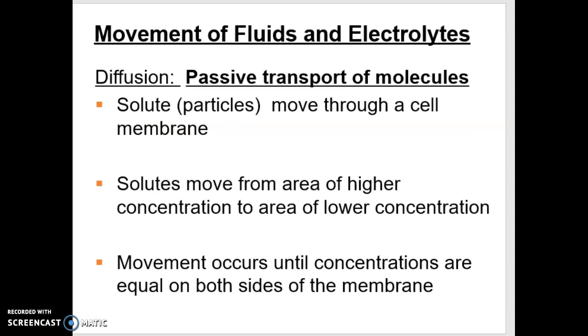So the next form of passive transport we have across a semi-permeable membrane is diffusion. But we're not talking about moving water anymore or fluid. We're talking about moving molecules that are, we call them solutes or particles. So the solutes are going to move from an area of higher concentration to an area of lower concentration. So the fluid does not move, the particles move. All right? They're going to move until both sides of the membrane have an equal number of particles.